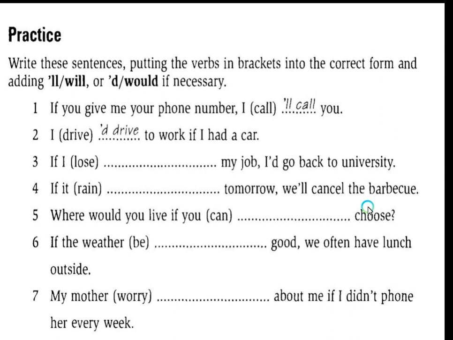Write these sentences, putting the verbs in brackets into the correct form and adding 'll or will, or 'd or would, if necessary. So in this way, we just make three conditionals together. The first is the zero conditional, the second is the first conditional, and the third is the second conditional.